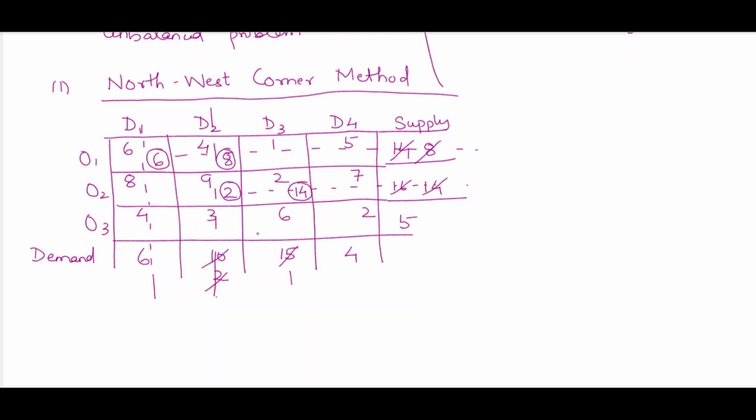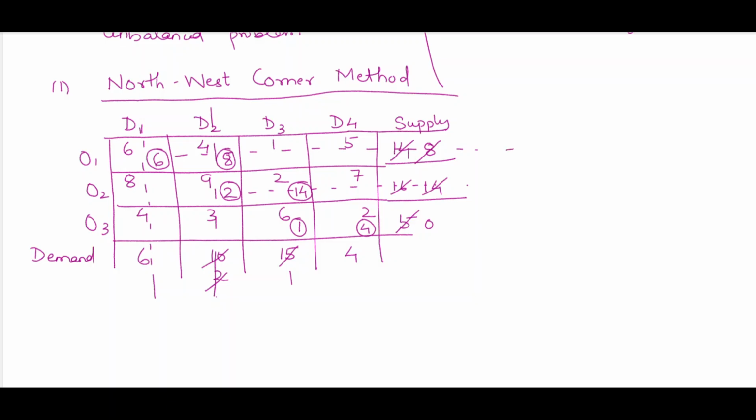Then these two remain, with 1 and 4, so we'll just fill 1 here and 4 here. So demand and supply are fulfilled, and here it is 0. In this way it is a very simple method. You just have to fill starting with the northwest corner.